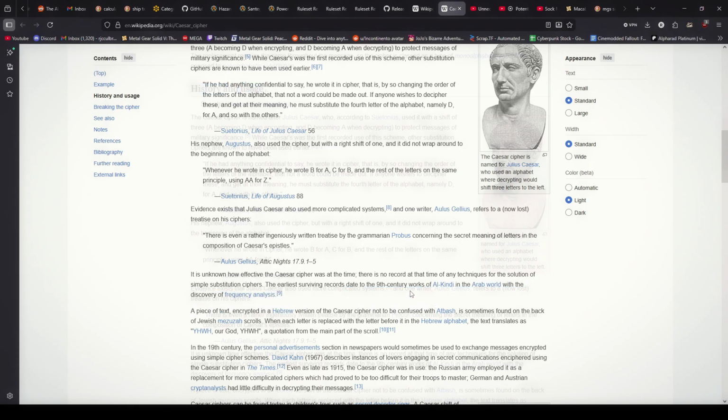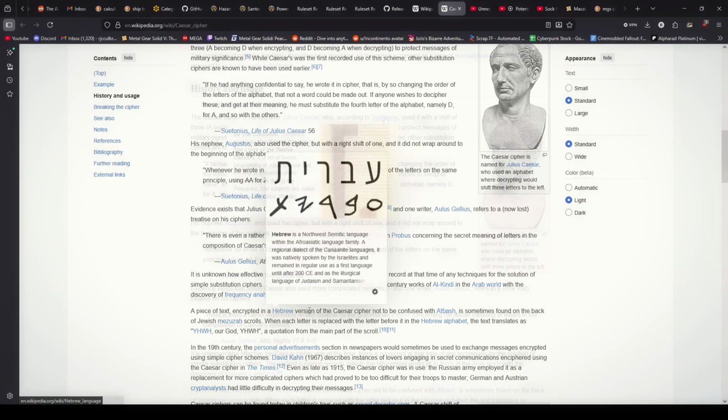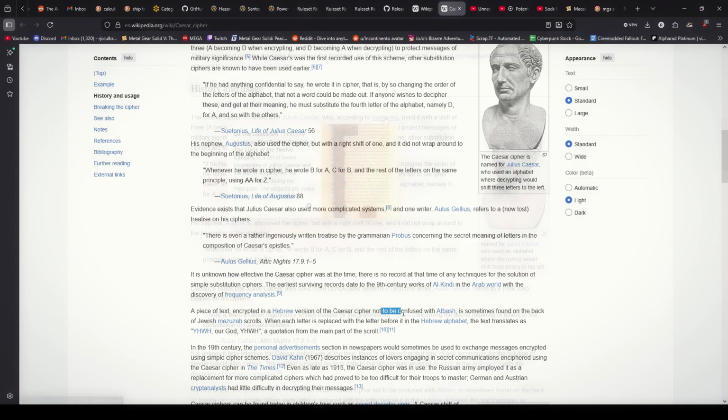The earliest surviving records date to the 9th century works of Al-Kindi in the Arab world, with the discovery of frequency analysis. A piece of text encrypted in a Hebrew version of the Caesar cipher, sometimes found on the back of Jewish mezuzah scrolls, has each letter replaced by the letter before it in the Hebrew alphabet.